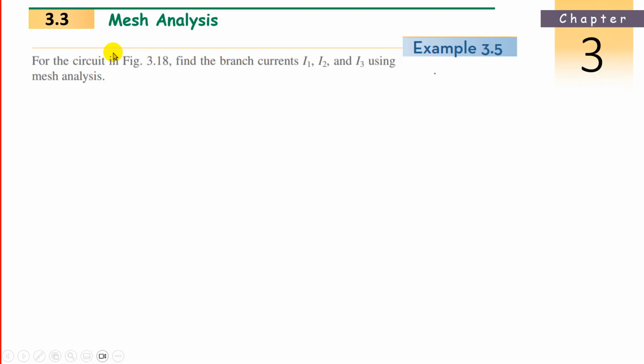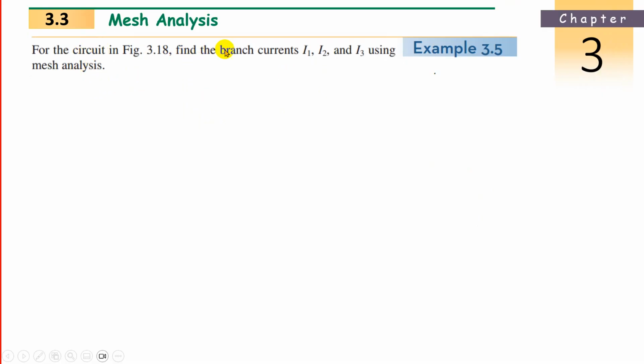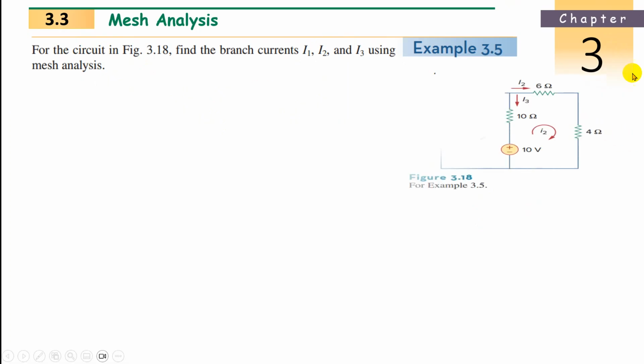Let's have an example. For the circuit, find the branch currents I1, I2, I3 using mesh analysis. Check the circuit. One voltage source is here, another voltage source is here. Here there are only resistances, not like the previous one. How many resistances? 1, 2, 3, 4. And how many voltage sources? 2. So how many branches? 6 branches are there. You can make another node here also, no problem, because these are in series. Total 6 branches, but we need only 3 currents. Branch currents are 3 only.